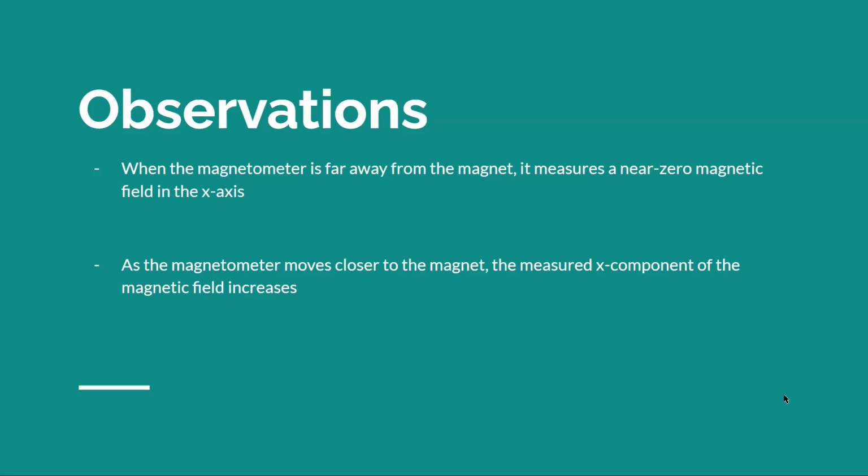So some observations. When the magnetometer is far away from the magnet, it measures a near zero magnetic field in the x-axis. And as the magnetometer moves closer to the magnet, the measured x component of the magnetic field increases.